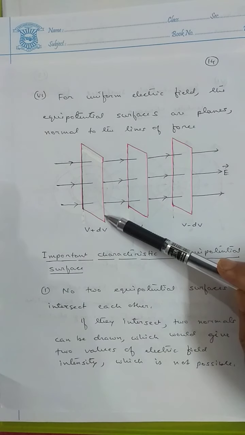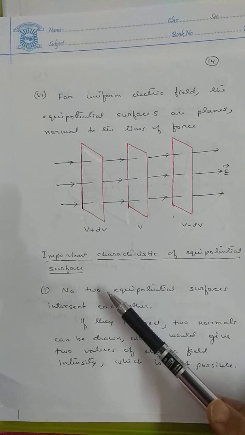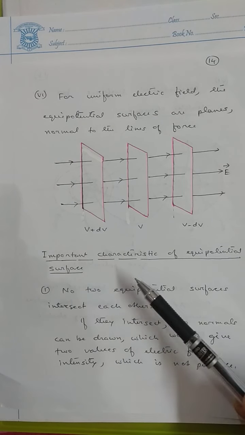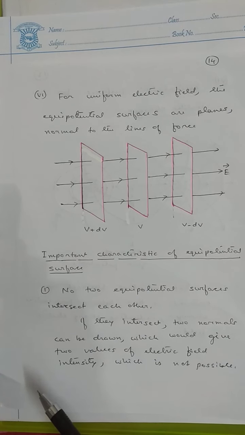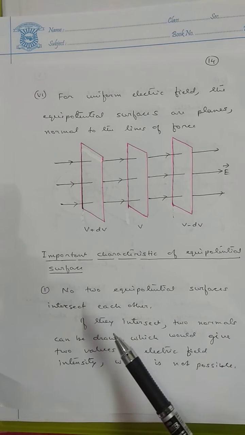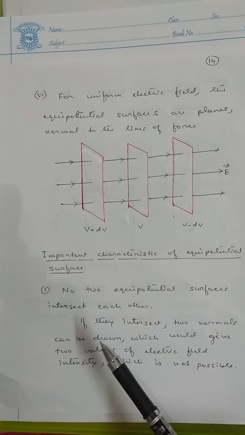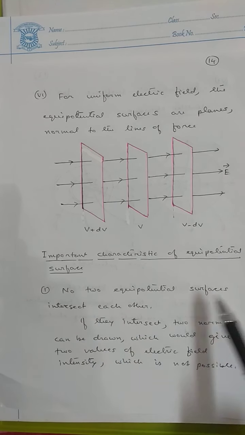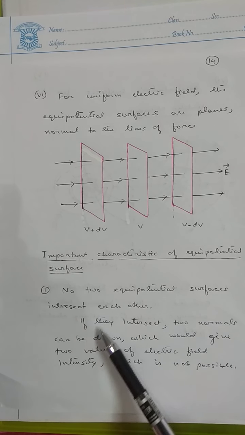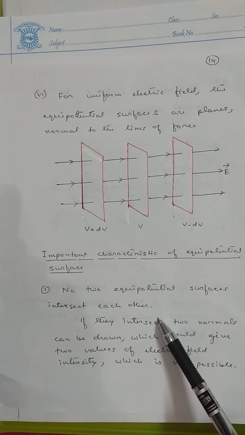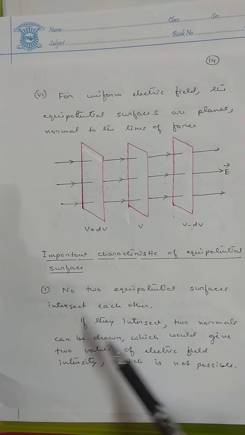Okay? Now, I want to discuss one of the very important characteristics of equipotential surface. We already discussed that two electric field lines never intersect each other. Similarly, two equipotential surfaces never intersect each other. If they intersect, what happens? We may draw two normals.